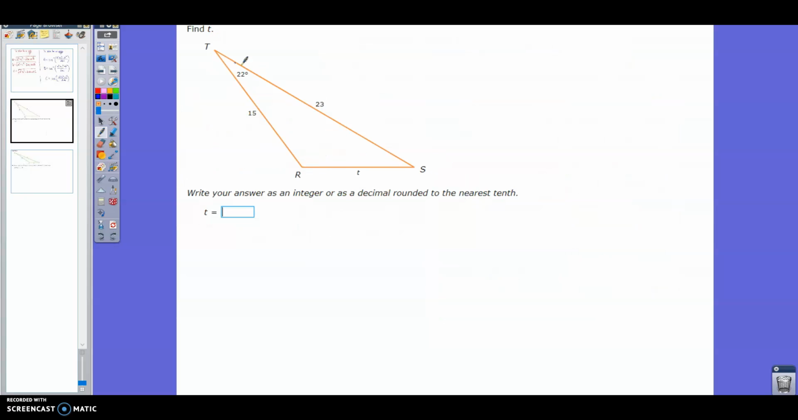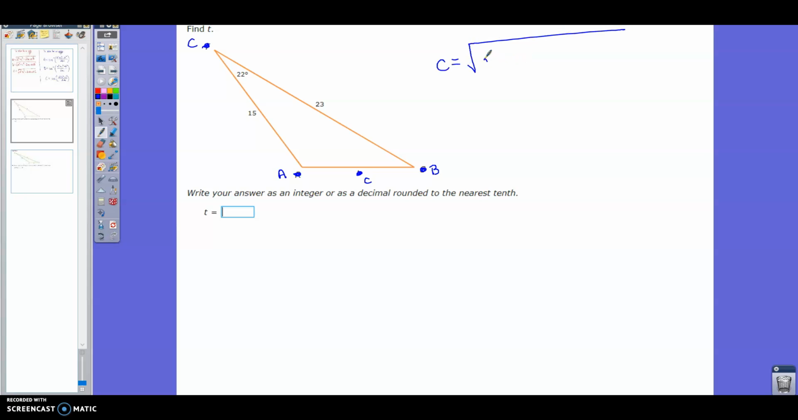But what we can do is go ahead and relabel them. And if you label yours differently, that's okay. I'm just going to rename R as A, this one as B, and then T as C. So across from angle C, what we're looking for here is side C. So you can just change the way that the triangle is named. It's not going to change anything. You'll get the same answer.